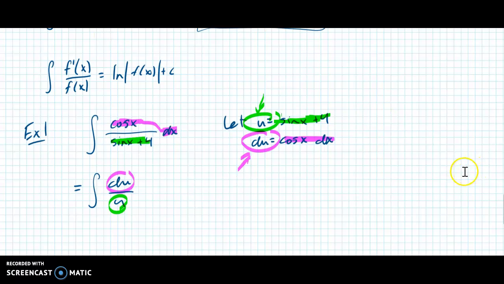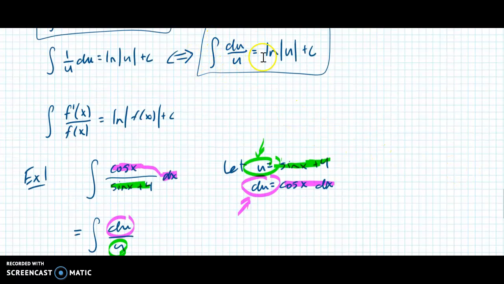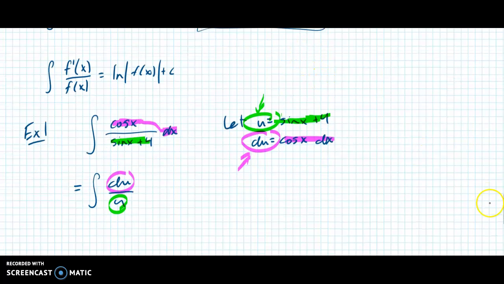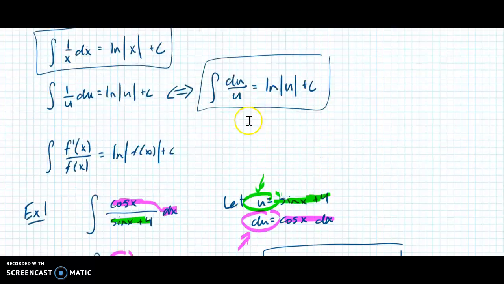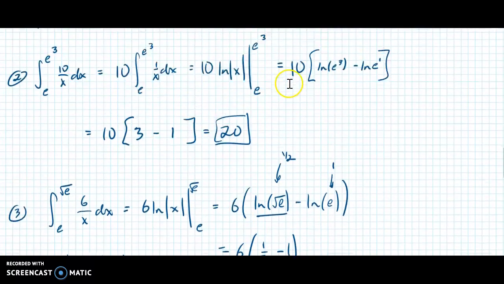And then if I just go off my formula that I have up top, du over u gives me ln of u. Well, this is ln absolute value of u plus a constant, and I just sub my u back in. So that gives me ln absolute value sine x plus 4 plus a constant. And that's my answer.